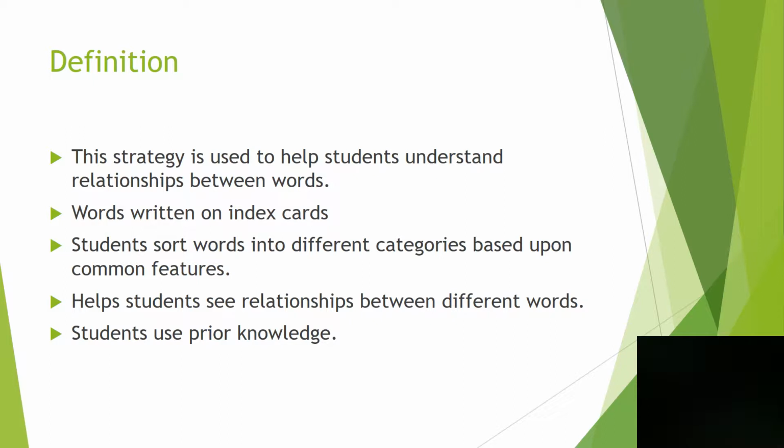Word sorts is a strategy that's been used a little bit in the classrooms already, but for those of you that have never seen it before, it is a strategy that is used to help students understand relationships between words. Usually the words are written on index cards, and then the students sort the words into different categories based upon any common features or any relationships they see between the words. This is great because it helps students activate their prior knowledge between words they know to figure out words they don't know.